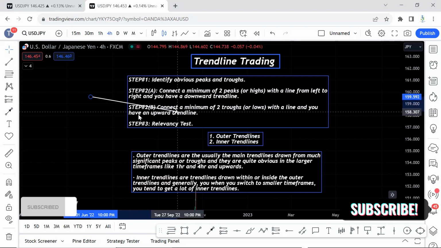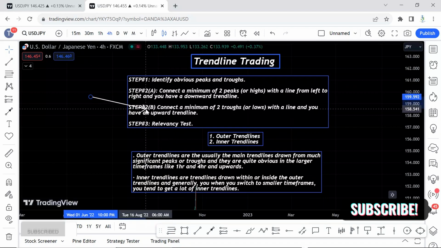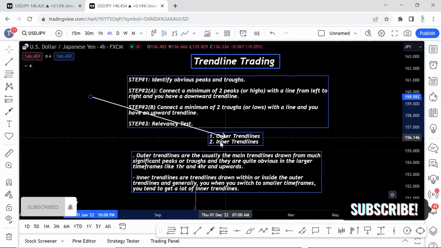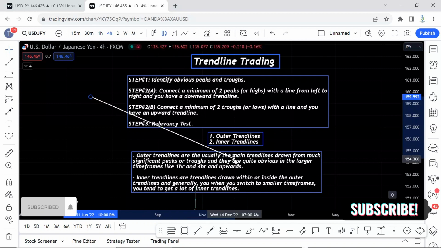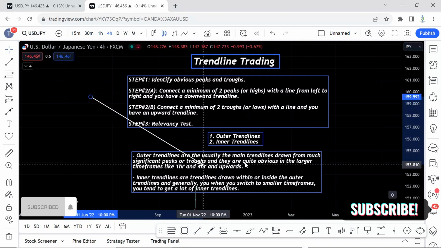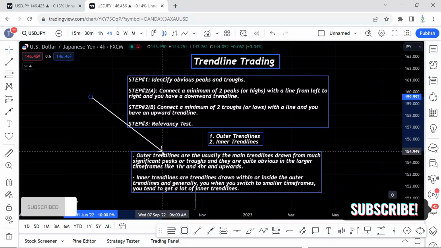Now in the trendline trade system, we have what we call the outer trend lines and the inner trend lines. What are outer trend lines? Outer trend lines are usually the main trend lines drawn from much more significant peaks or troughs, and they are quite obvious in a larger time frame like the 1 hour, 4 hour and upward. That means outer trend lines are drawn from the higher time frame, let's say from the 1 hour, the 4 hour, the daily, the weekly. A trend line drawn from obvious peaks and troughs.